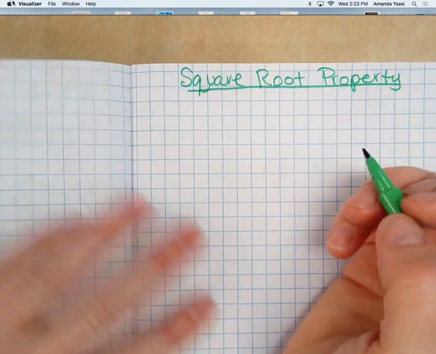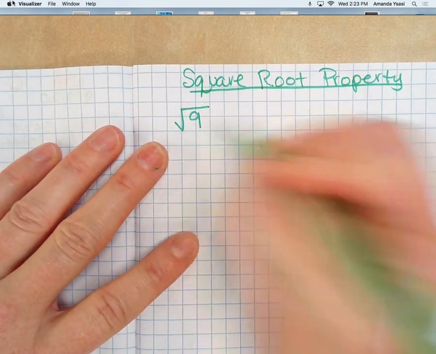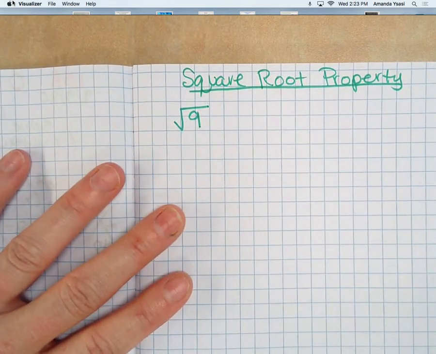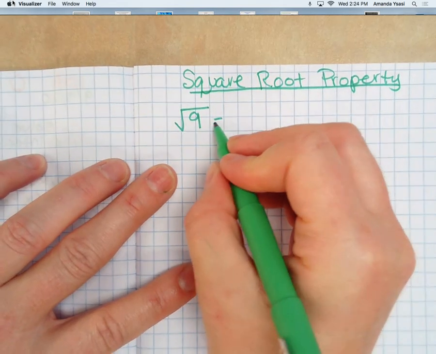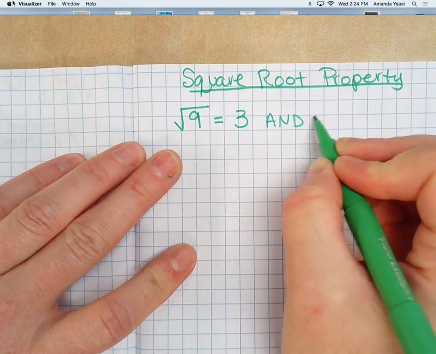The square root property tells us that if I take the square root of something, let's say the square root of 9, I don't have just one solution. I actually have two solutions. I have positive 3 and negative 3.